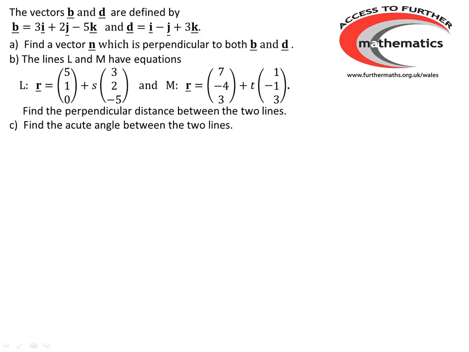So let's move now to our next example. We have two vectors b and d. b is the vector 3i plus 2j minus 5k, where remember i is the vector (1, 0, 0), j is the vector (0, 1, 0), and k is the vector (0, 0, 1). We've also got d is i minus j plus 3k. And the first task is to find a vector which is perpendicular to both b and d.